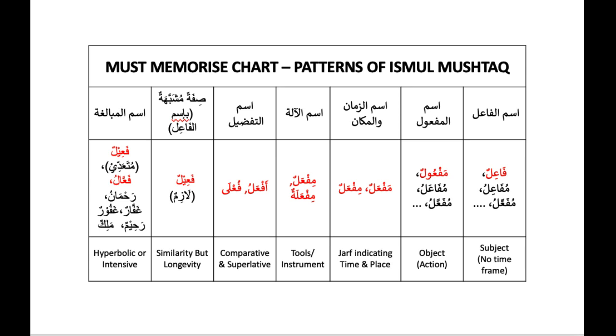Ismul Mubalagha gives hyperbolic or intensive meaning. There are quite a few patterns in this type of Ismul Mushtaq, but we will look at a few common patterns. Most common is fa'ilun. Now you notice that fa'ilun is also a pattern of sifat-e mushabbaha, and fa'ilun is also a pattern in Ismul Mubalagha. Looking at their meaning, you can differentiate which one it is, because sifat-e mushabbaha means longevity, duration, and Ismul Mubalagha means hyperbolic or intensive meaning. Fa'ilun as Ismul Mubalagha will be a mutaaddi or transitive verb. Other common patterns are fa'alu, rahmanu, ghaffaru, ghafurun, rahimun, malikun.